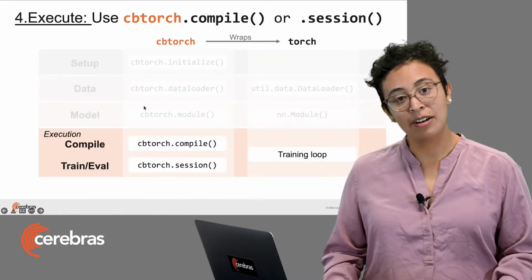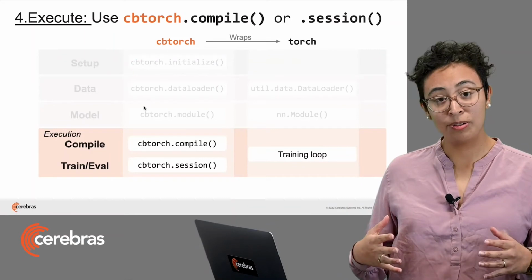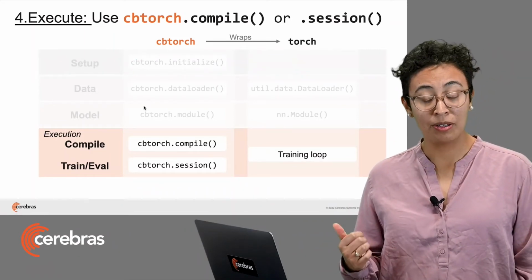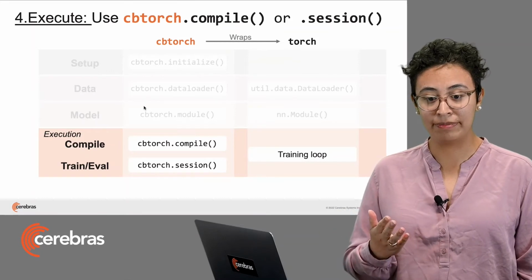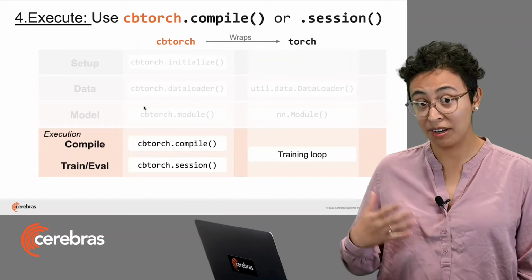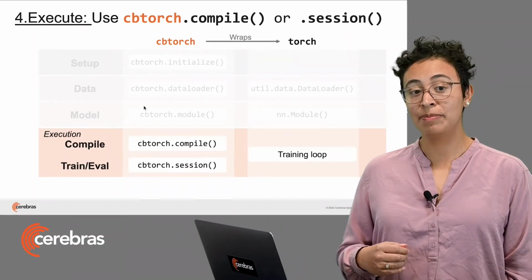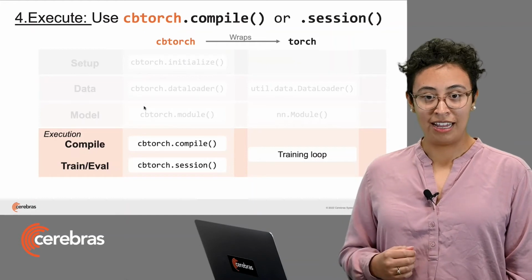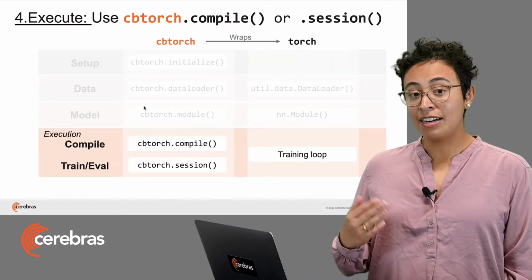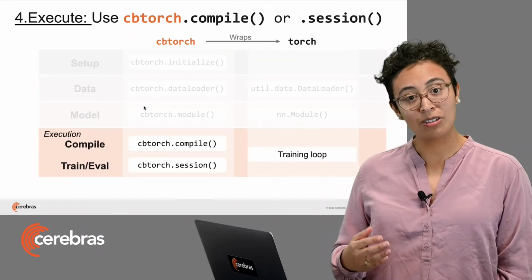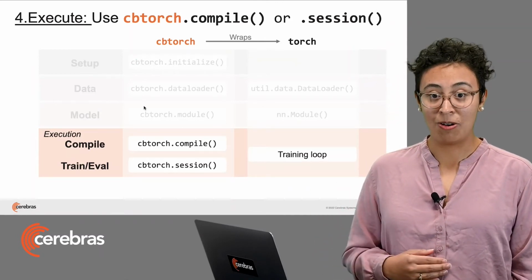The last part of our pipeline is to define the execution. We can either compile our code to check if it is compatible with our CS system and to generate the executables to run on our CS system, or directly launch training and validation on the CS system. In either case, we are going to use cbtorch.compile for compilation and cbtorch.session for training and evaluation.